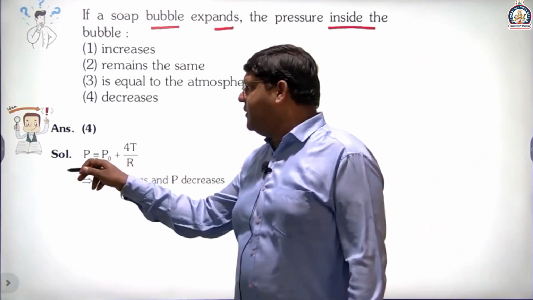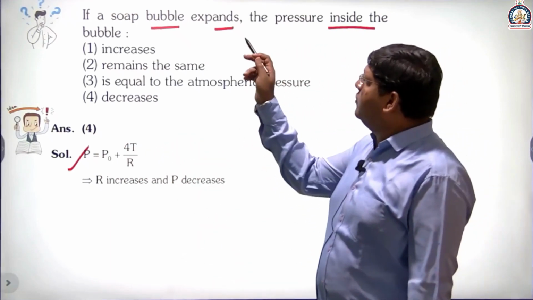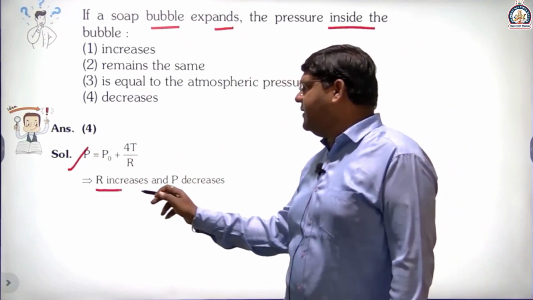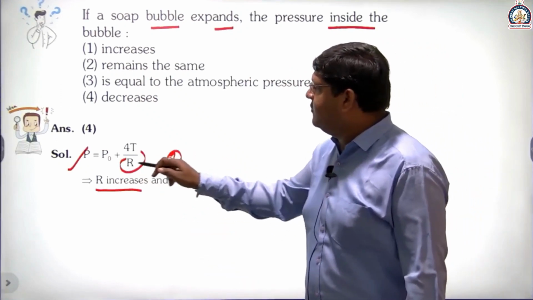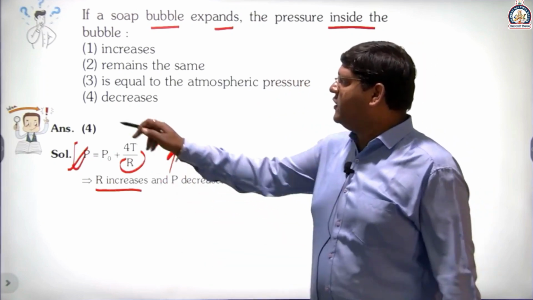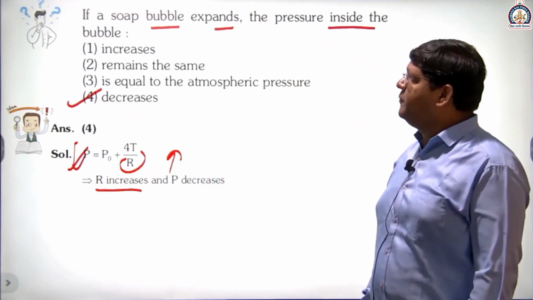So the relation is P is equal to P naught plus 4T by R. Okay, if the soap bubble expands, what will happen? Its R increases, and the relation says if R increases, then its P should decrease. That is our option number 4. Okay, this is simply the application of formula.